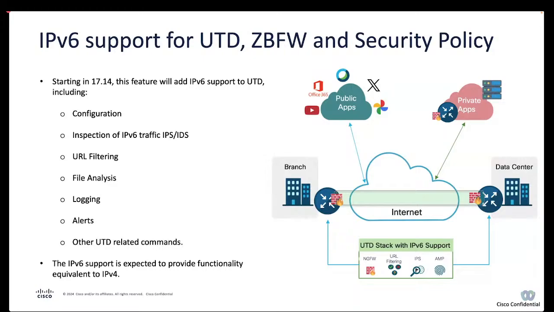And previously, the user could not create a security policy or rule matching the IPv6 traffic selector with advanced security inspection enabled, right? And with this release 20.14 / 17.14, this feature is added. You can have IPv6 support for the UTD feature, which includes configuration for inspecting IPv6 traffic, covering IPS, IDS, URL filtering, file analysis, alerting, logging, and other UTD related information. We will see during the demo how you create the policy for that.